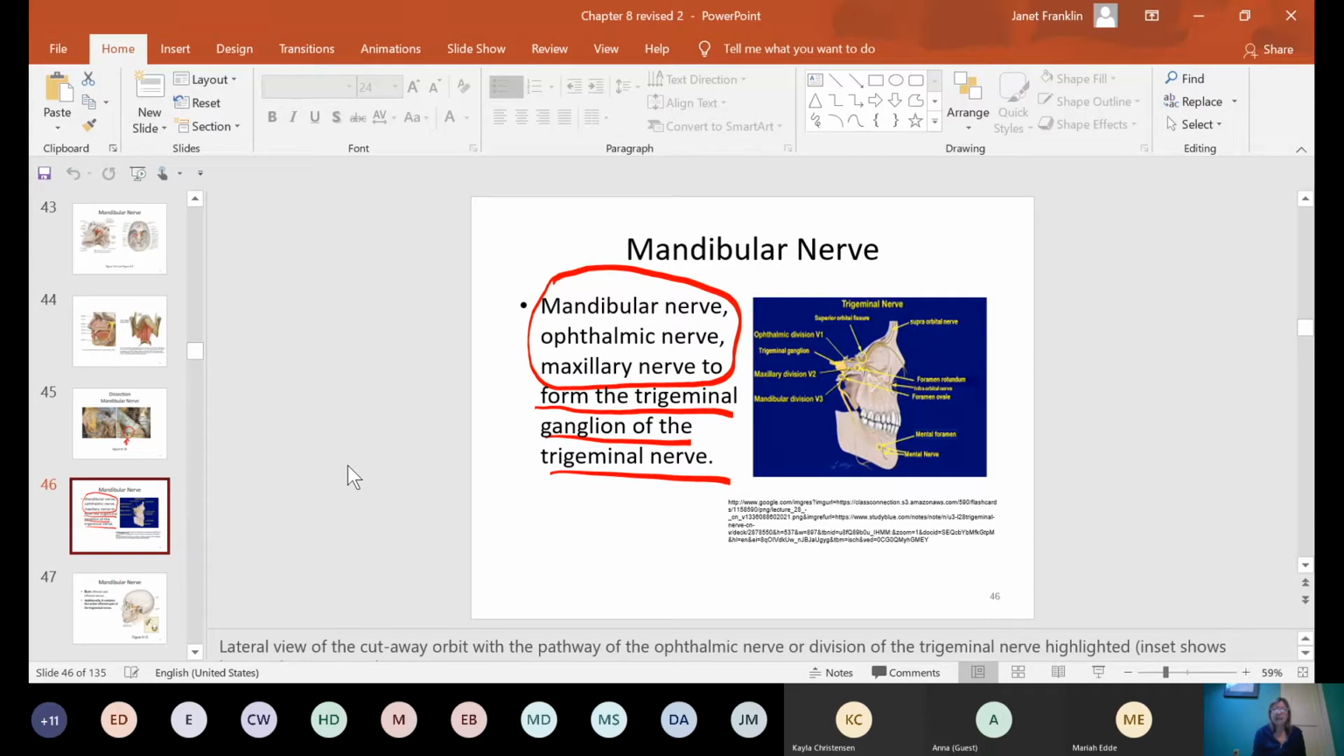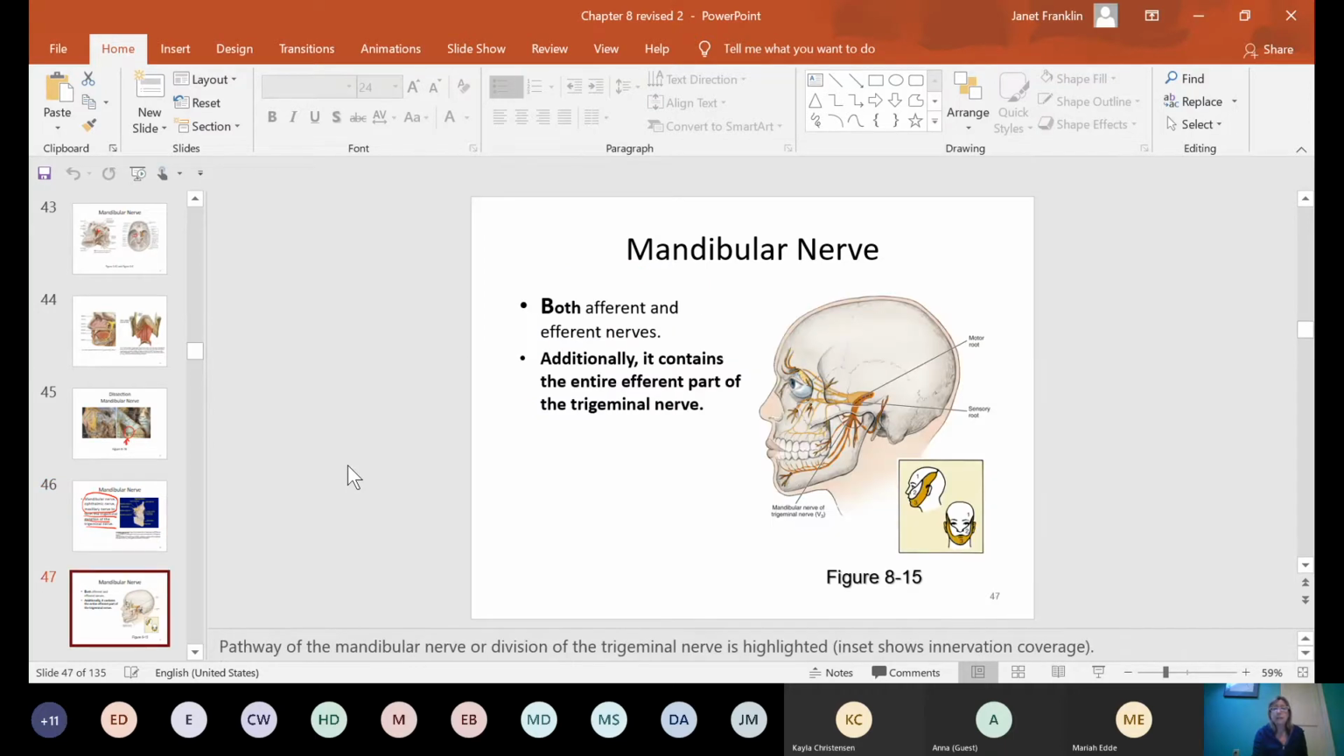Okay, so let's get back to the nerves here. The three divisions of nerves, V3 or mandibular nerve, V2 or maxillary nerve, and V1 ophthalmic nerve, all join together and form the trigeminal ganglion. Remember, a ganglion is like a collection of nerves. They are both afferent and efferent on the mandibular division.